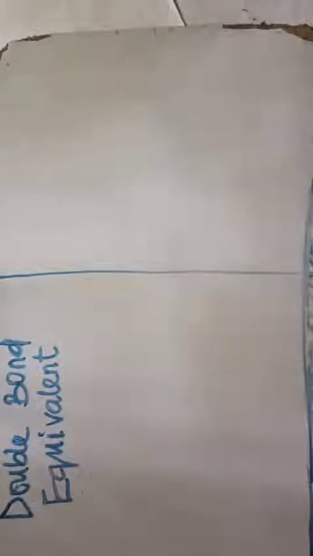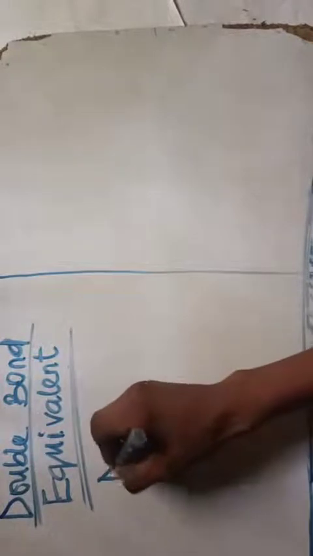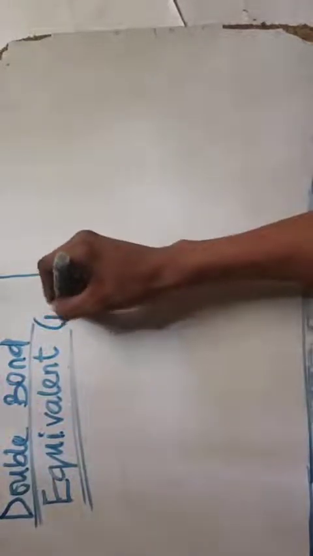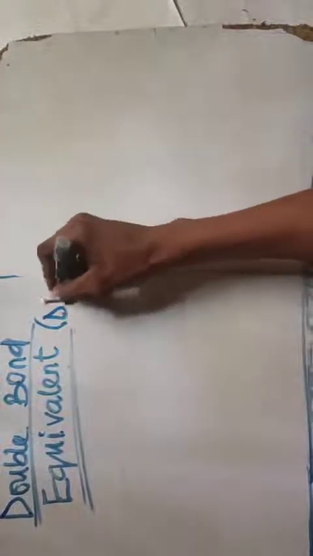The next thing is double bond equivalent. A double bond equivalent is DBE. You can also call it DBE.